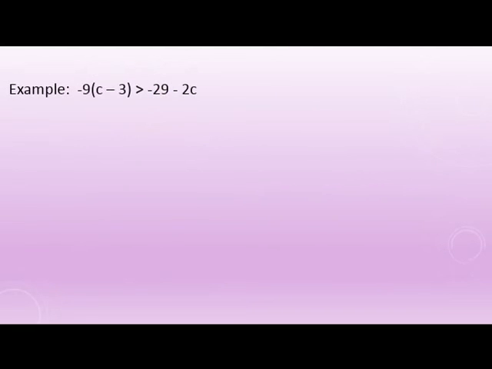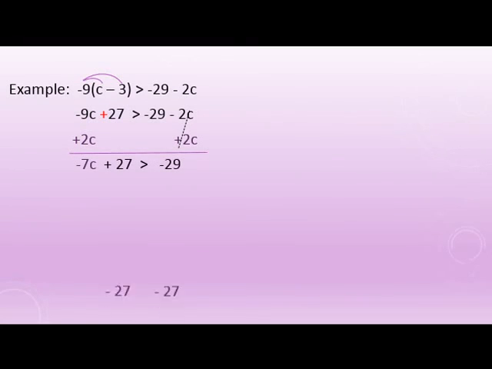Last one. First, I'm going to distribute the negative 9 to the c and the negative 9 to the negative 3. This gives me negative 9c plus 27 is greater than negative 29 minus 2c. Adding 2c to both sides of the equation, I get negative 7c plus 27 is greater than negative 29. Isolating the variable, I'm going to subtract 27 from both sides of the equation. This gives me negative 7c is greater than negative 56.